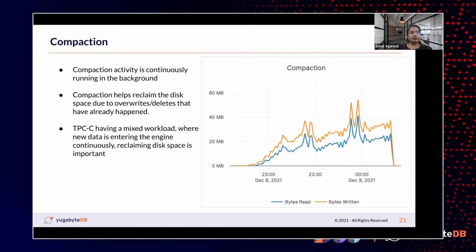Compaction. Compaction is a background activity which is continuously going on, and this helps us reclaim the disk space. As we said earlier, TPC-C is a mixed workload, and reclaiming disk space also becomes very important. So this activity is happening in the background continuously.